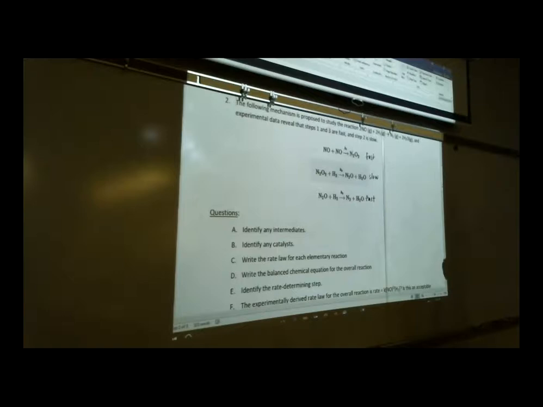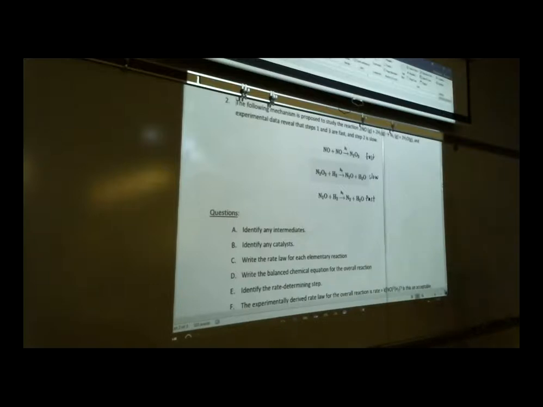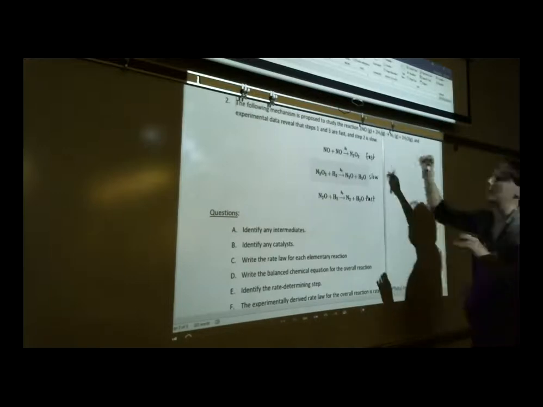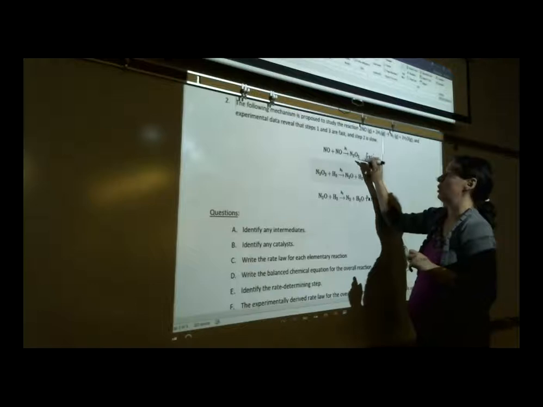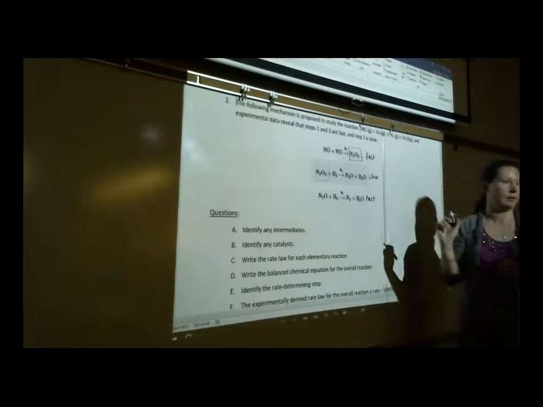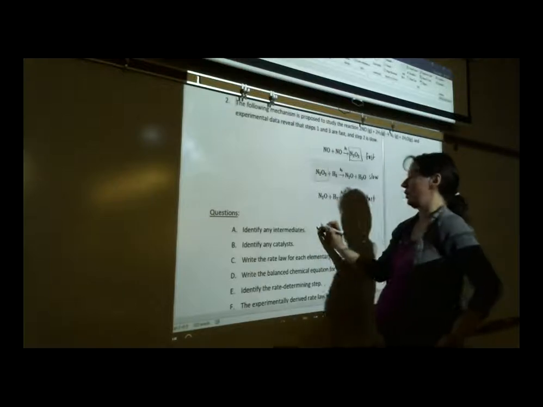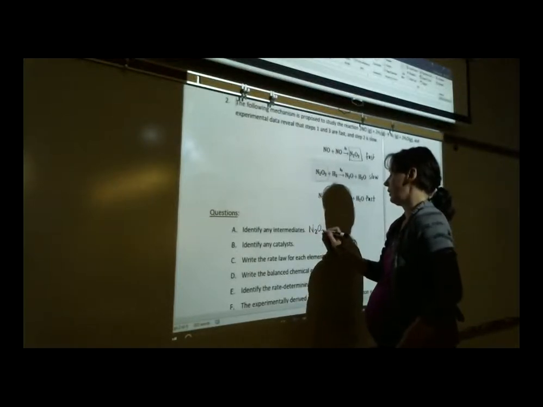And so, let's go through the questions here. Intermediates. Do we have any intermediates? We do. Remember, an intermediate is a link between 2 elementary steps. So this is an intermediate, right? Because without N2O2, can the second step take place? No, it can't, right? And when we add these up, that's going to get crossed out. So N2O2 is an intermediate.